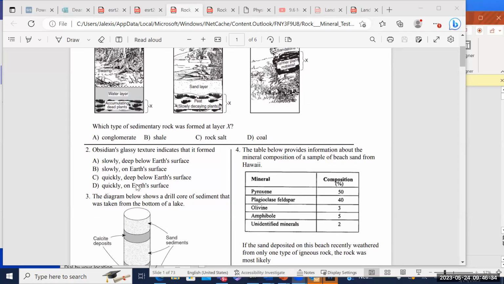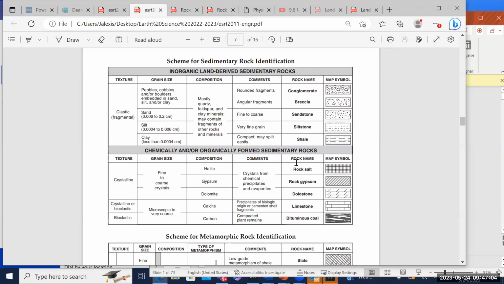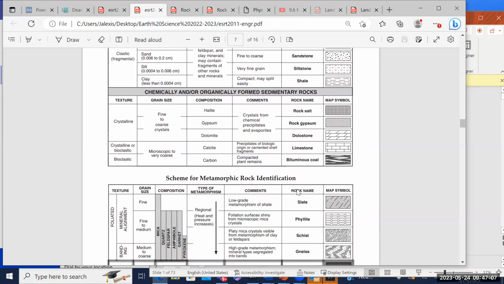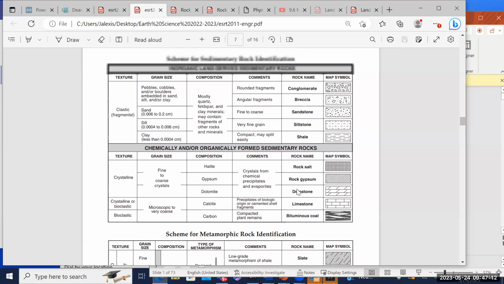Number 2 says obsidian's glassy texture indicates that it formed where? So I see that it's obsidian. There's a page on the reference tables that tells us what category obsidian would be. Is it a sedimentary rock, a metamorphic rock, or an igneous rock? So I'm going to scroll through. I don't see obsidian on page 7, not for metamorphic rocks and not for sedimentary rocks.